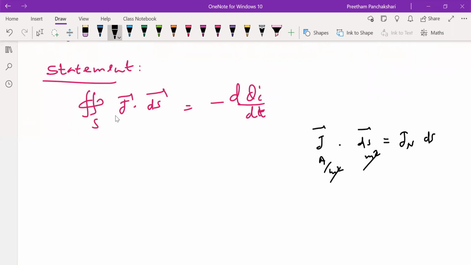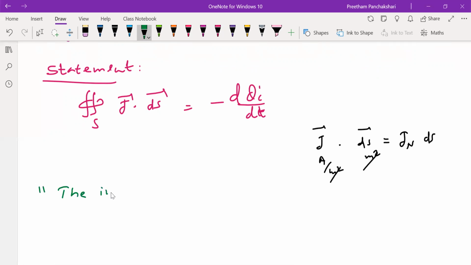Integration sign is there. So integral J dot ds means normal component of what? Current J. The integral of normal component of current. We don't say current density because it is the product of J into ds. So that's why the integral of normal component of current over a closed surface, yes, is equal to time rate of decrease of charge inside that closed surface. Inside that closed surface. So let us write the statement now.